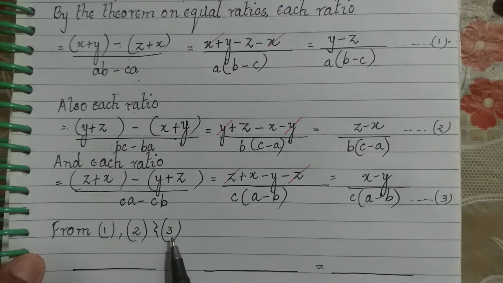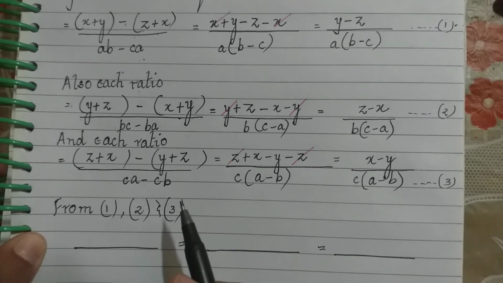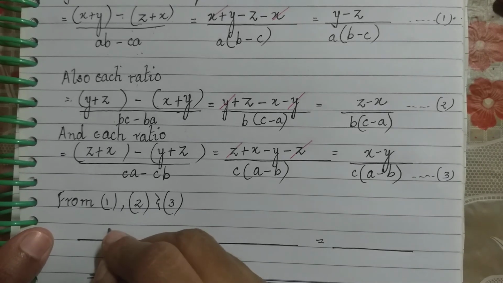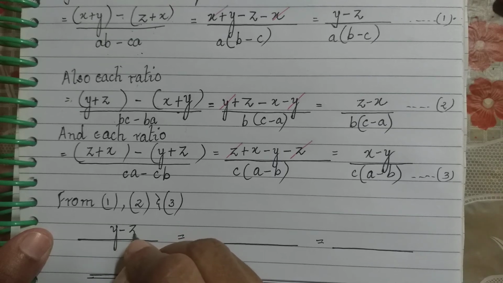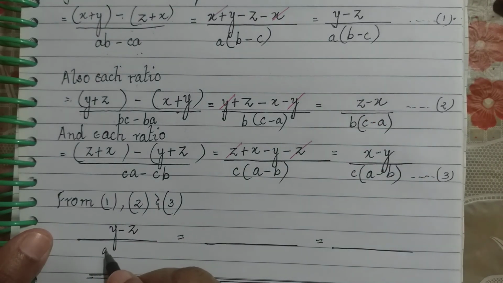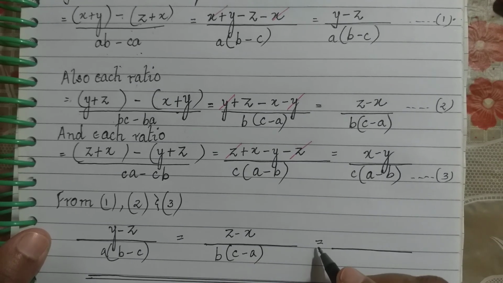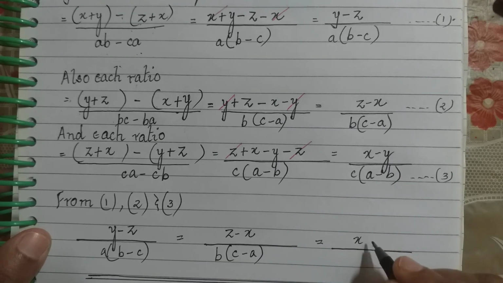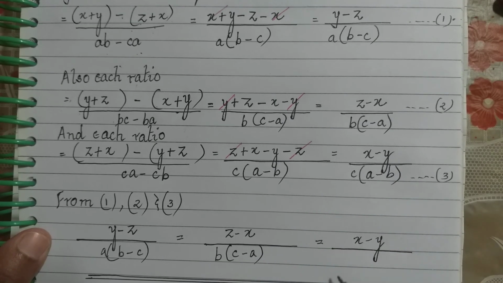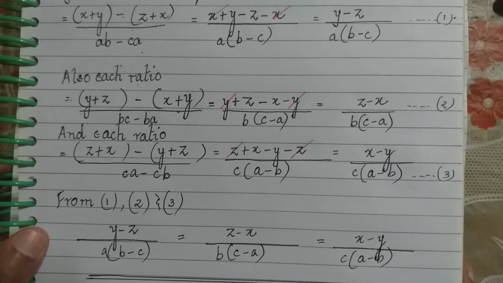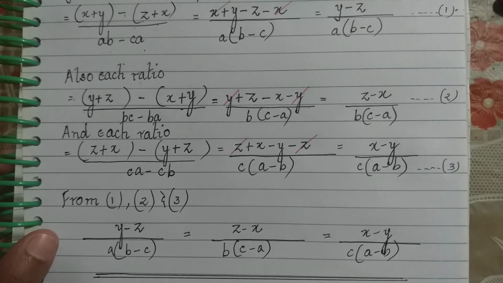So from 1, 2 and 3, we'll write now (y − z) upon a bracket (b − c) is equal to (z − x) upon b bracket (c − a) is equal to (x − y) upon c bracket (a − b). So this is the first sub question of the question.